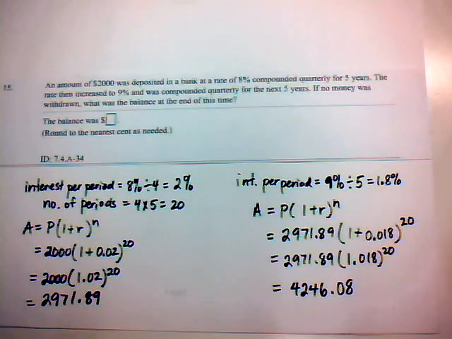Okay, this is pretty much what I come up with: $4,246.08, which is the amount that will be in there at the end of all that time when it's increased to 9%. So this should assist you with some of the problems in section 7.4.